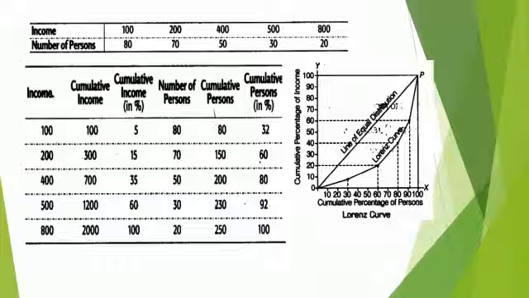Then you have to plot the points. The first point is 5 in income and 32 in cumulative persons, so 5, 32. Then 15, 60; 35, 80; 60, 92; and 100, finishing. You have to join these points using a smooth curve. We get the Lorenz curve. The most important thing in this sum is that income is represented on the y-axis and the number of persons on the x-axis.